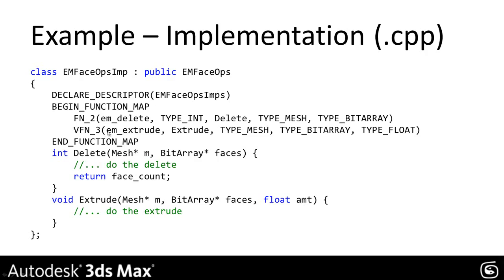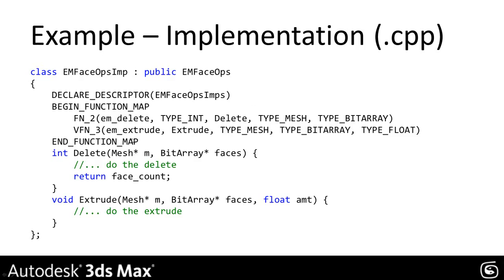The next one is the extrude, and this is what's called a void function. So this is a return type function, and this is a void function. In this case, the extrude is taking three arguments. So for a void function, we now have the enum defining the extrude. We no longer need a return type, so this argument is missing, and that's why there's two separate macros. So we go directly to the name of the function and then the type of the arguments.